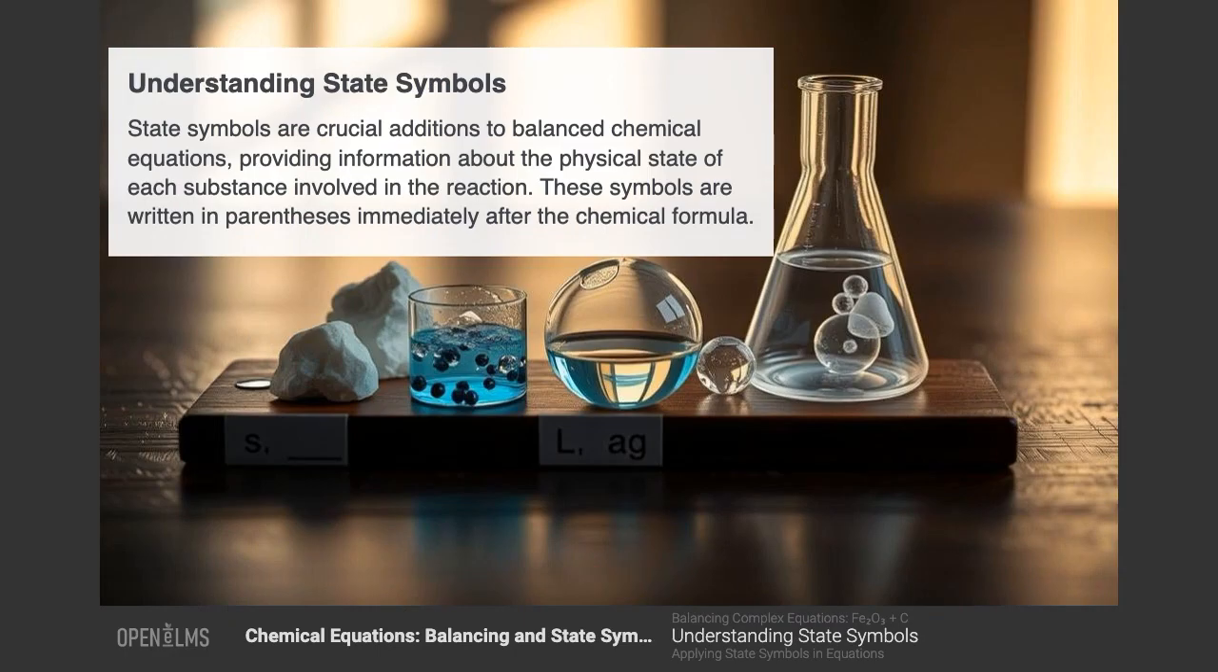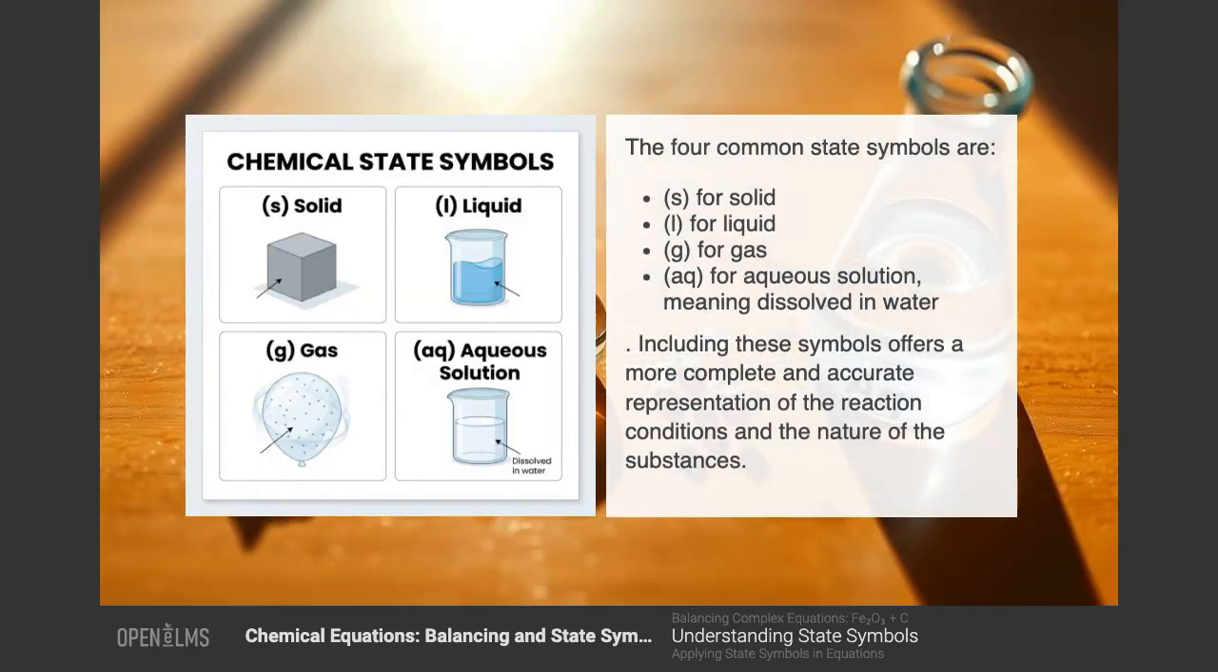Understanding state symbols. State symbols are crucial additions to balanced chemical equations, providing information about the physical state of each substance involved in the reaction. These symbols are written in parentheses immediately after the chemical formula. The 4 common state symbols are s for solid, l for liquid, g for gas, and aq for aqueous solution, meaning dissolved in water. Including these symbols offers a more complete and accurate representation of the reaction conditions and the nature of the substances.